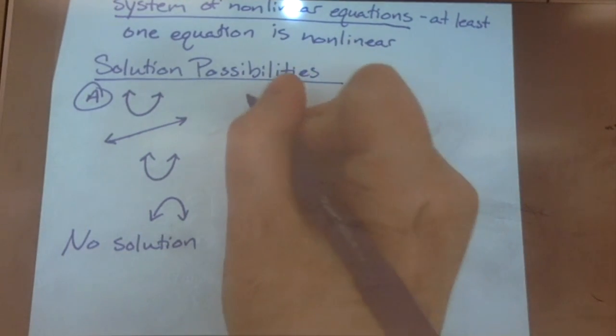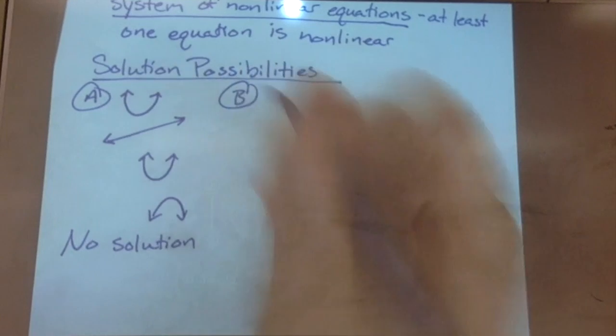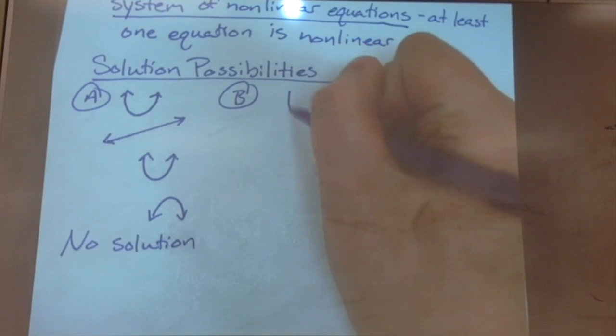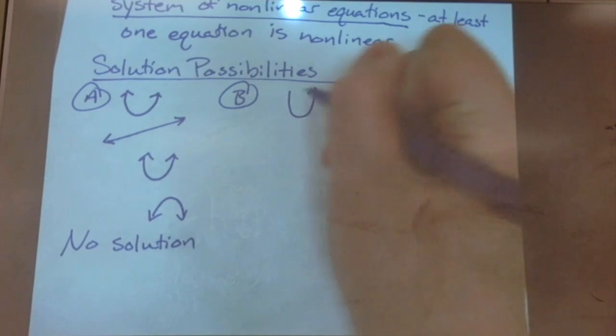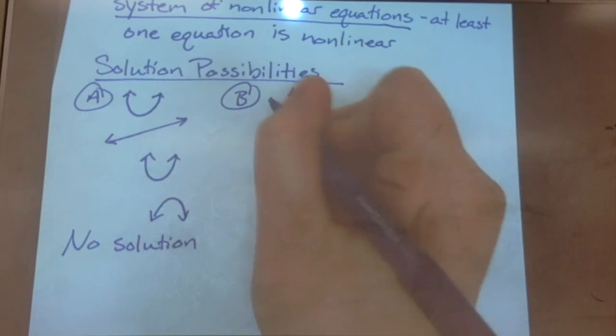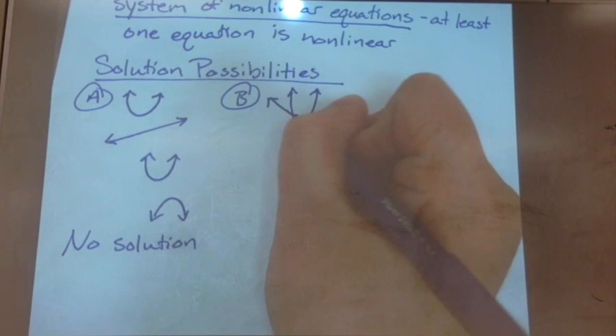Option B would be if you have, for instance, a parabola, and then you have a line that just touches it, kind of grazes it on the edge. It only touches it at one point.